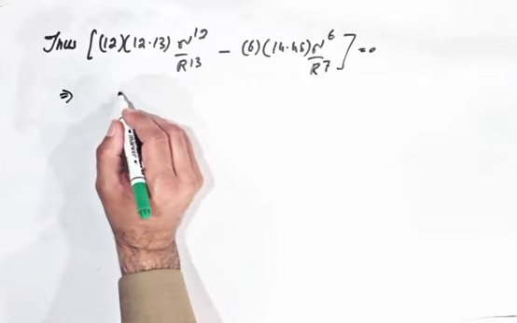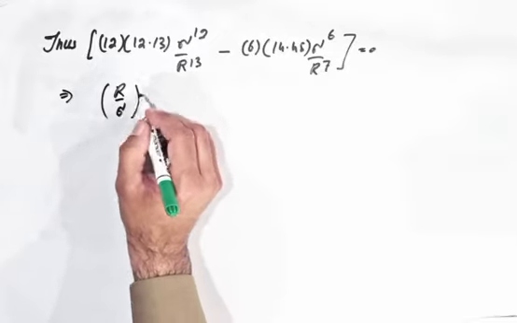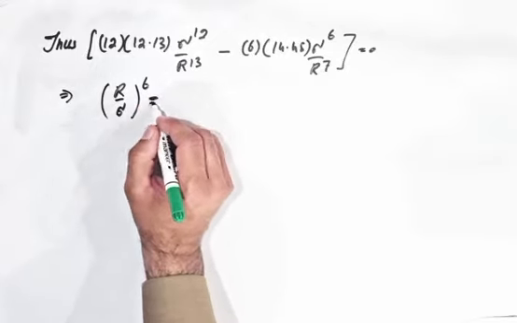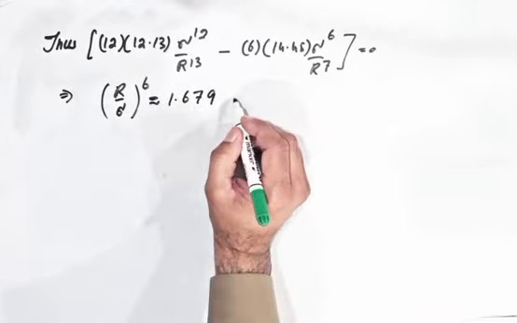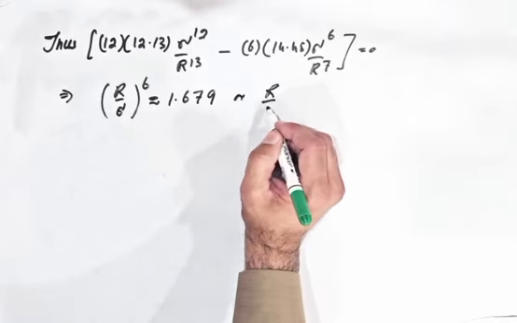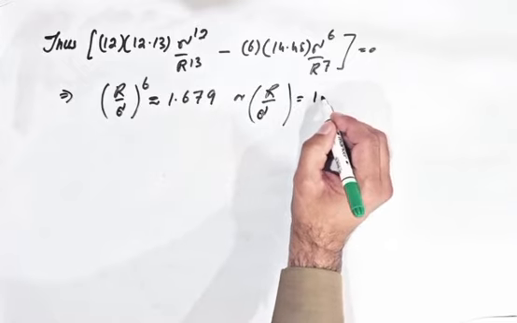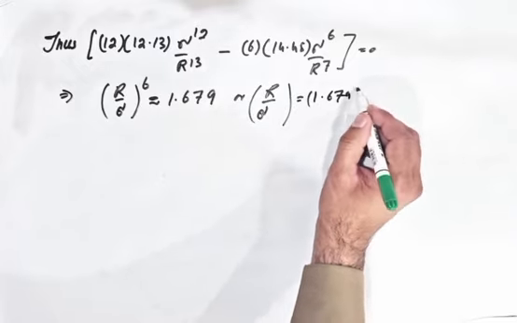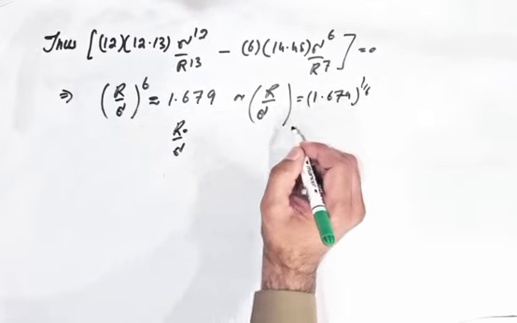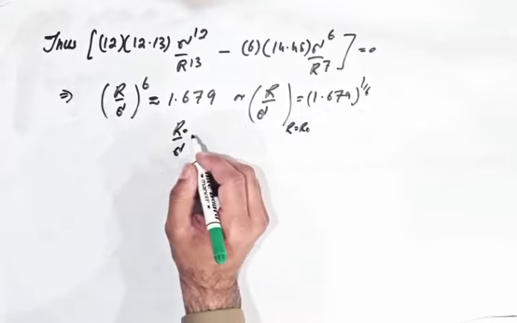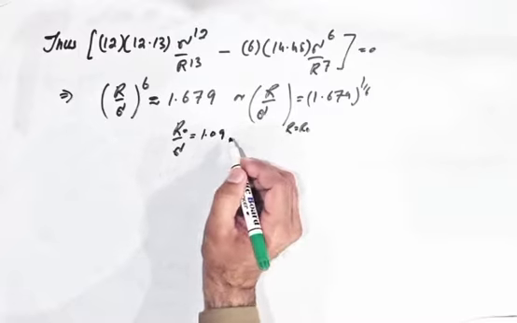After a few steps, we get R by sigma to the power 6 equal to 1.679. R by sigma is 1.679 to the power 1 over 6. R naught by sigma is 1.09.